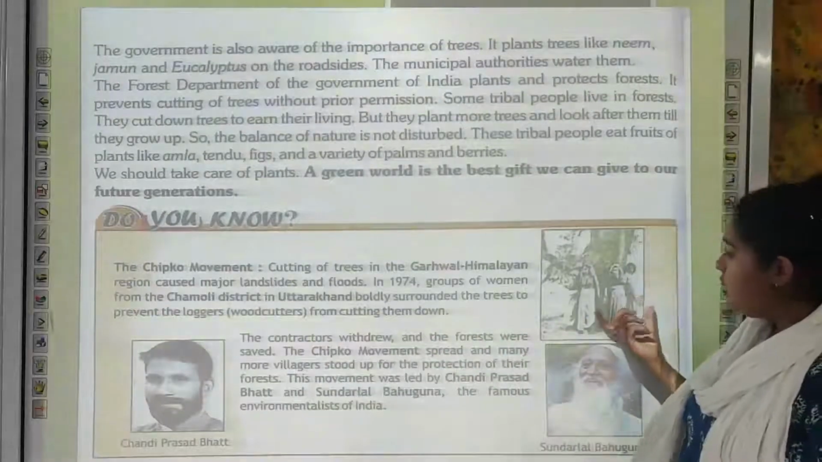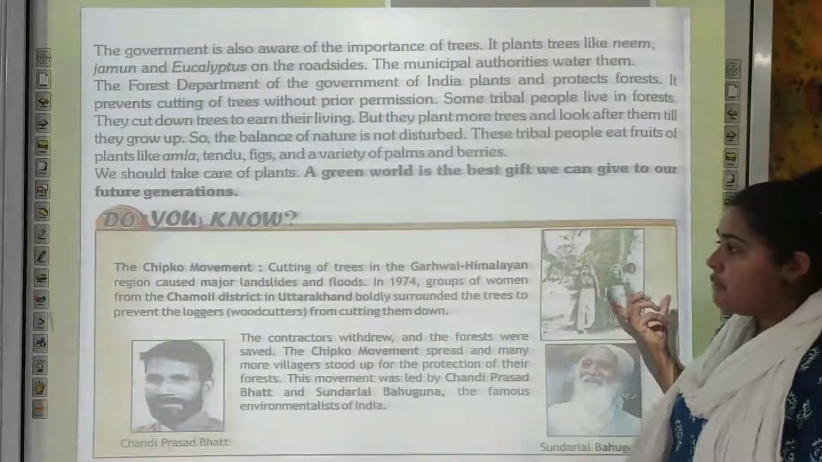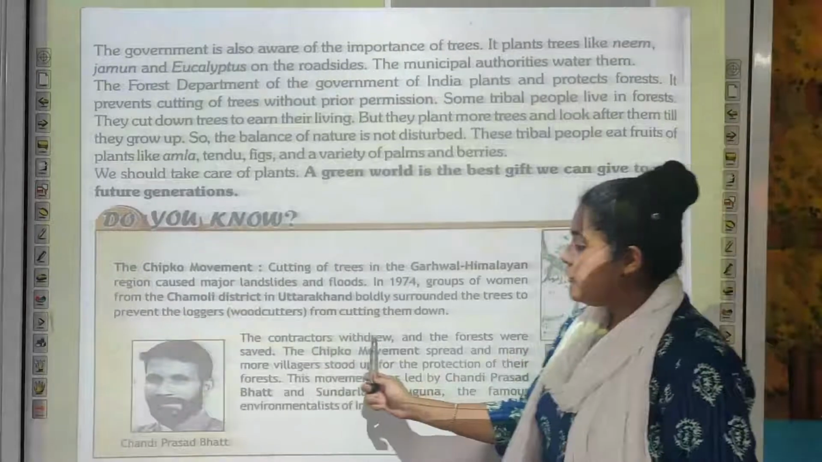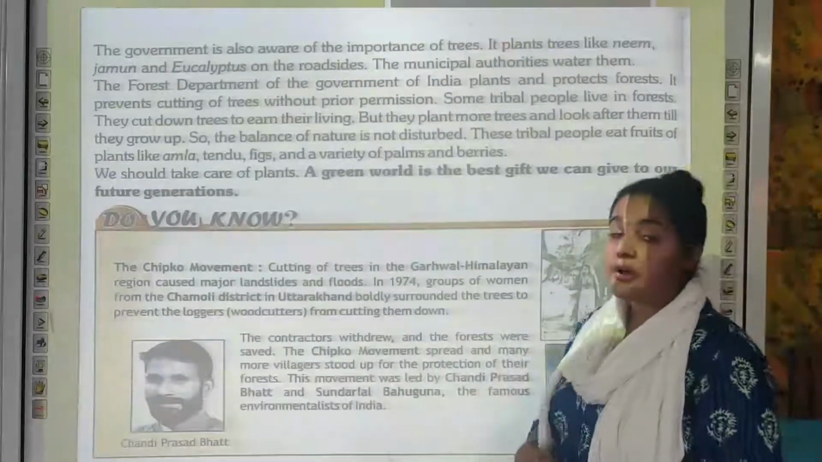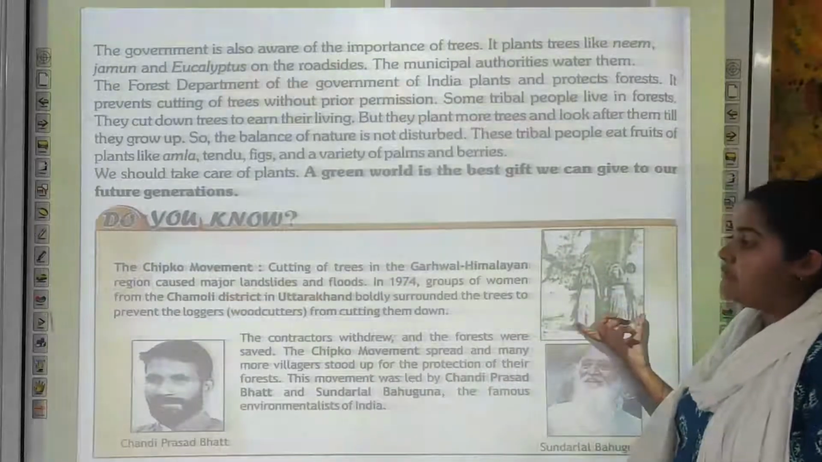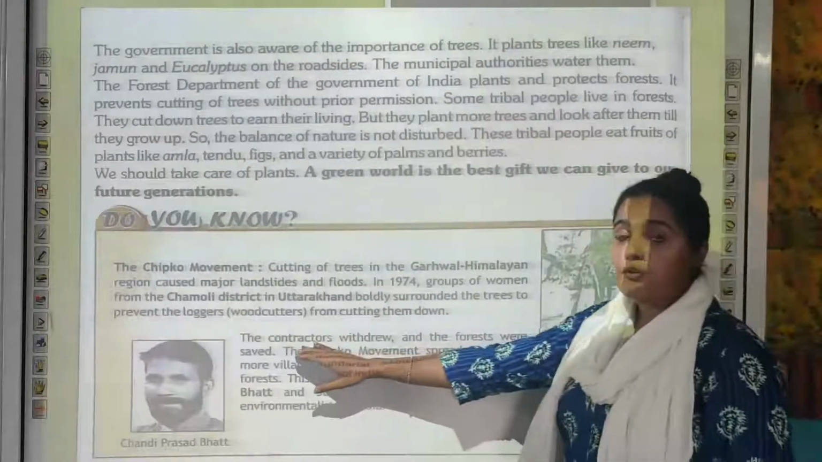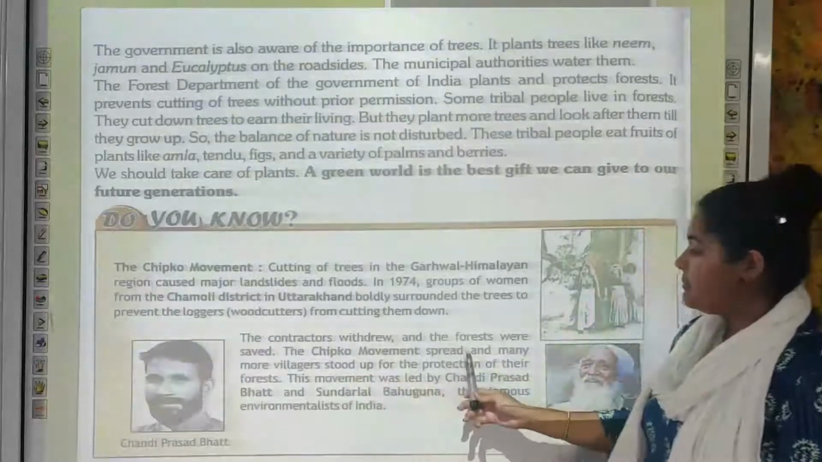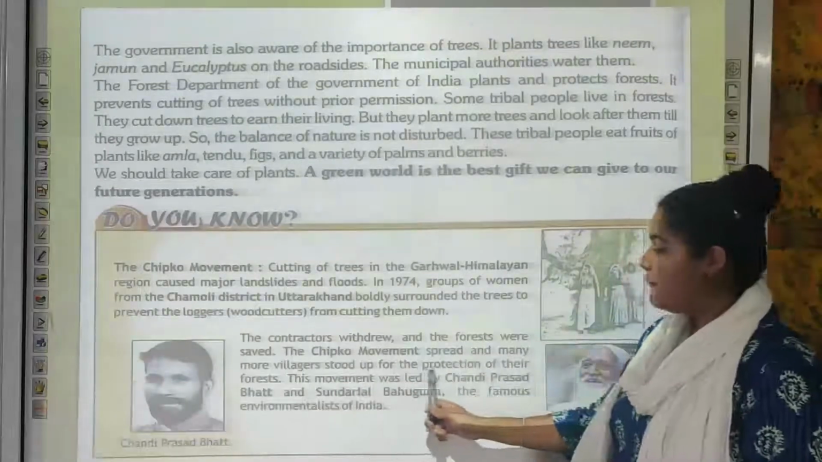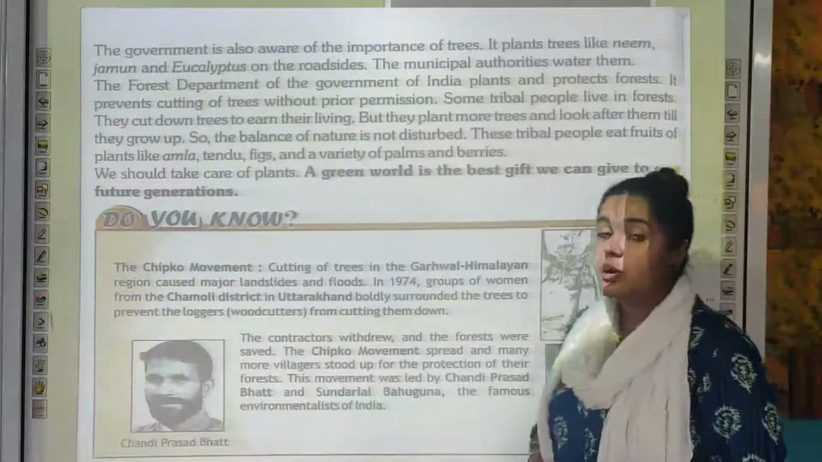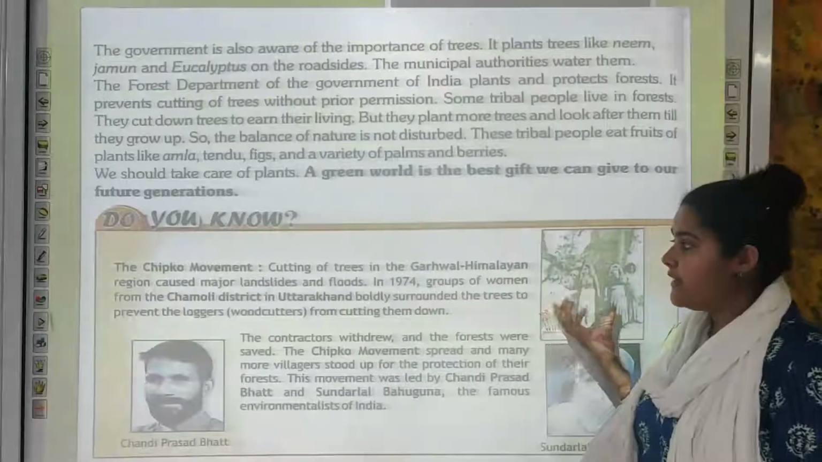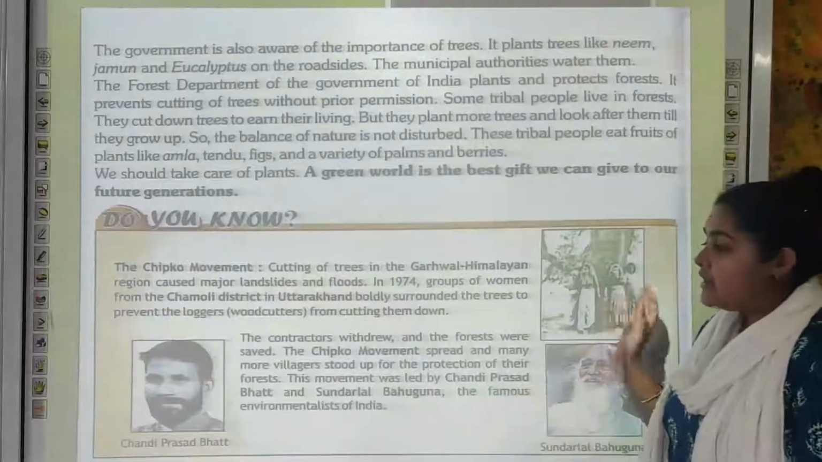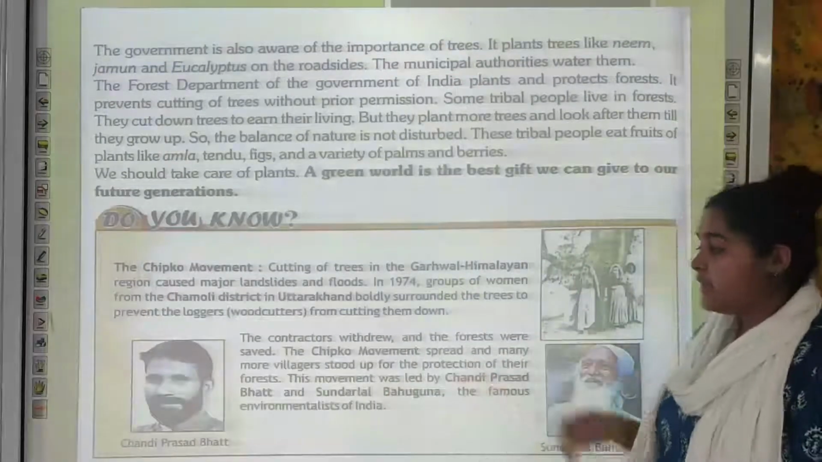Okay. So this is a very important movement which occurred in 1974. The contractor withdrew and the forest was saved because of the bravery of these women. The contractor withdrew that project and the forest was saved. The Chipko movement spread and many more villages stood up for the protection of their forests.